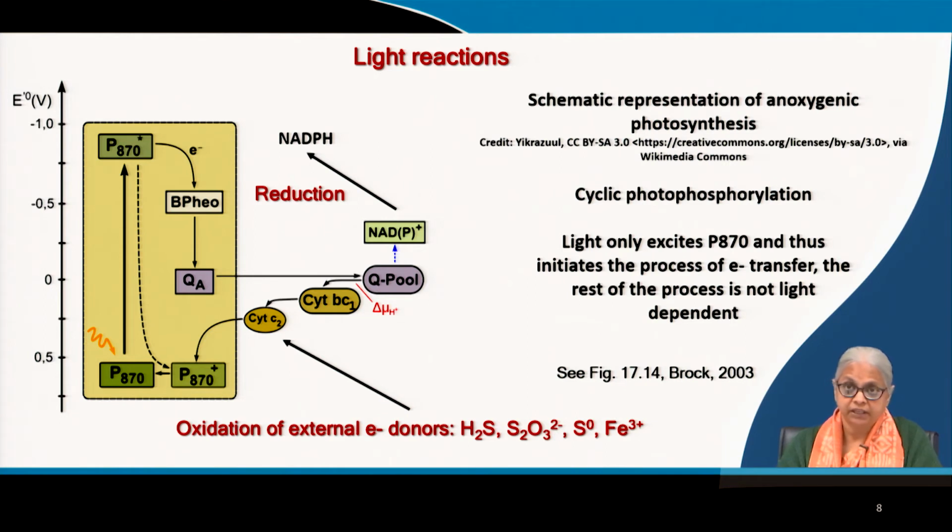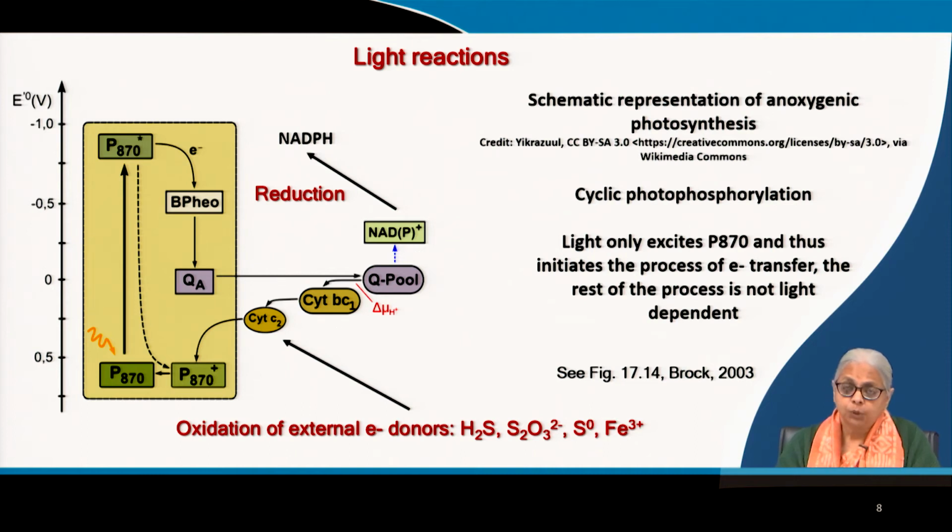It's an energy consuming reaction, and that's what the light energy is all about. And you have external electron donors like hydrogen sulfide, thiosulfate, elemental sulfur, and ferrous iron. Now all these electron donors are giving their electron here at P870, and when that gets excited by the light energy, it's being passed through these electron carriers. So the oxidation of the electron donors is happening over here, and reducing power is generated, which later on will be used for generating ATP.